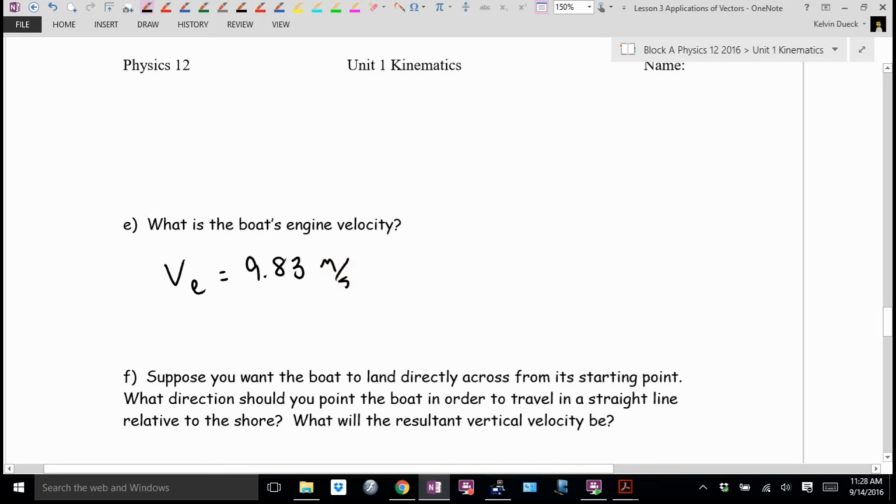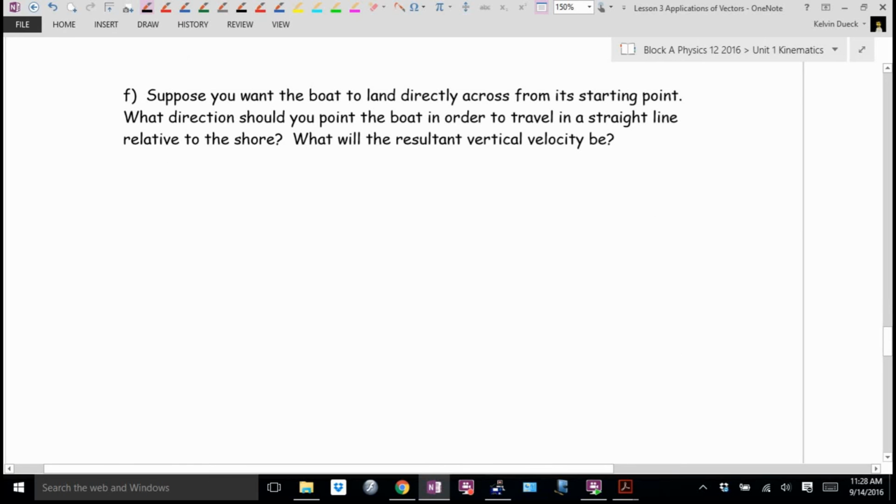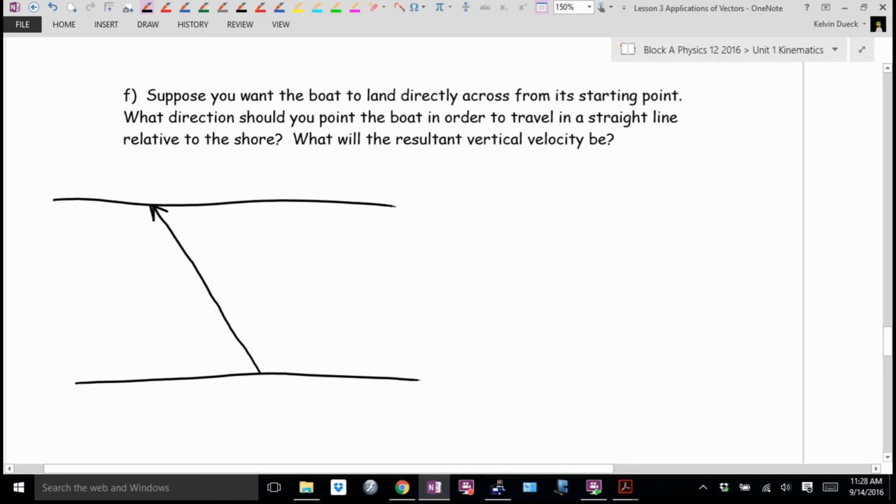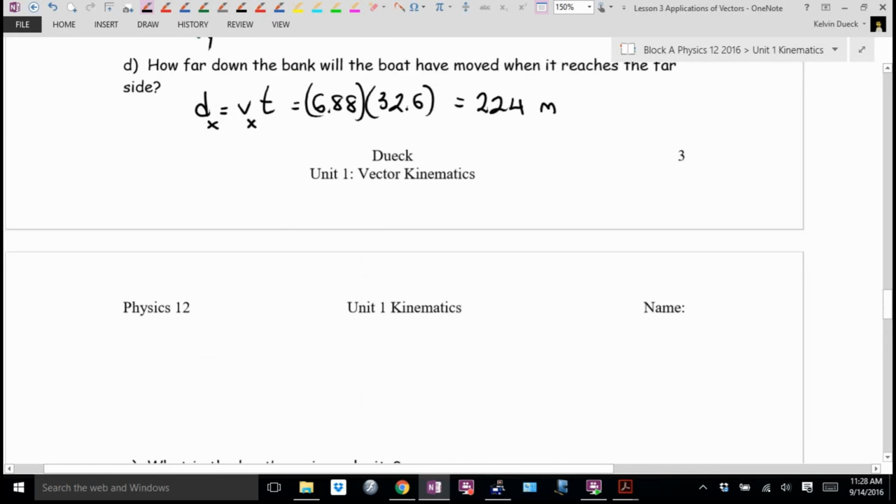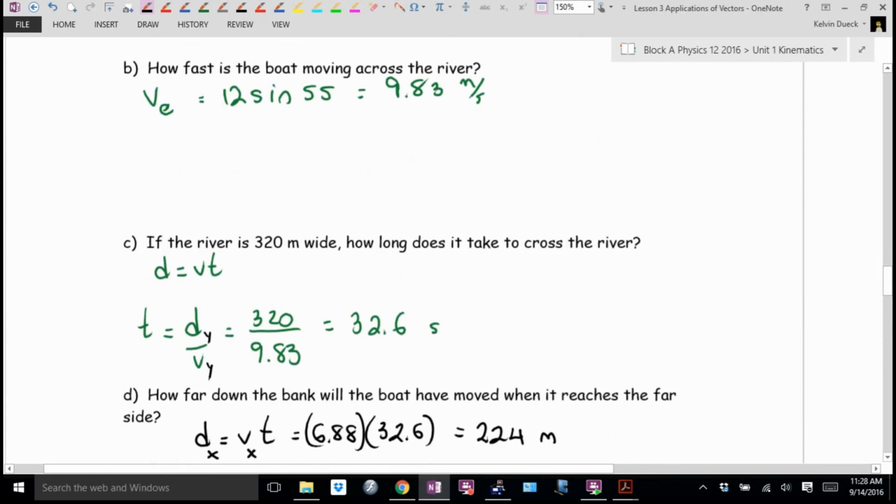And now I'll slow down. What if you want the boat to land directly across from its starting point? I think you're going to point the boat that way into the current. How fast will it be going in that direction? 9.83. And then the current is going to be pushing it. What was the current? The current was faster, 6.88.